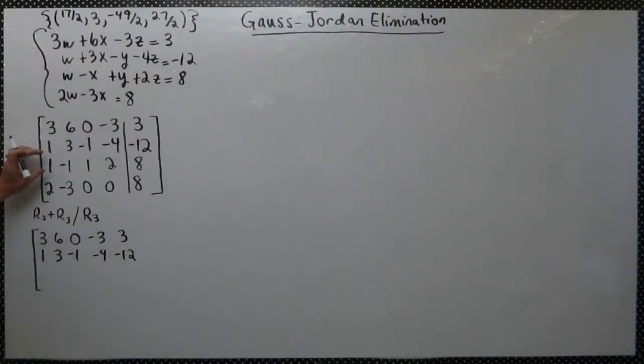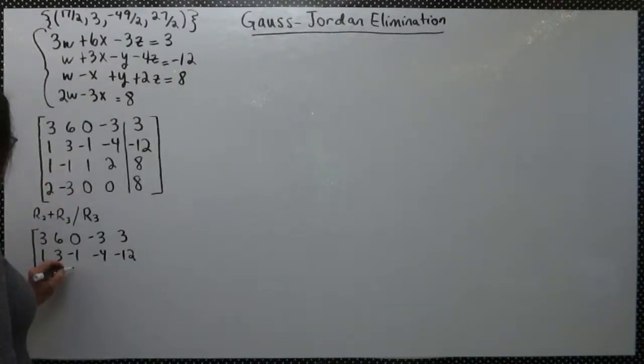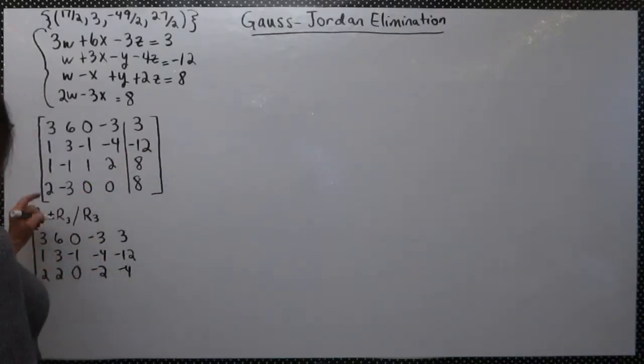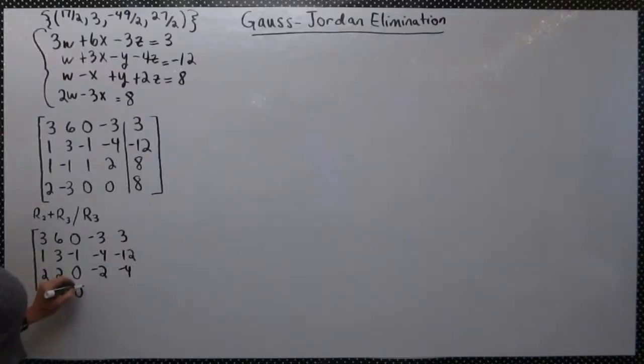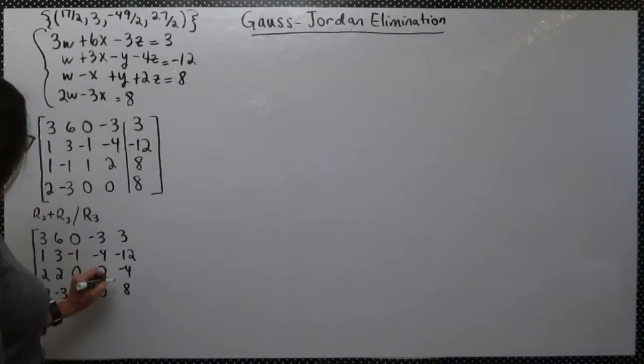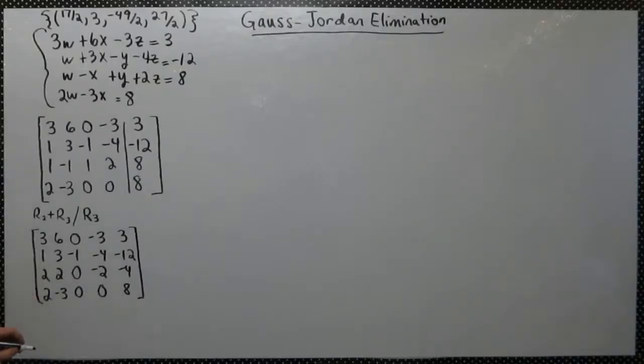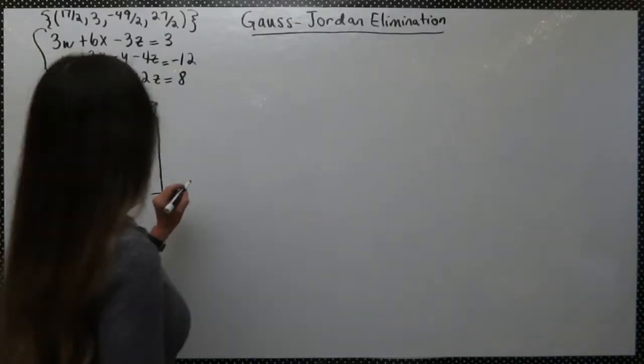Adding these 2 rows and replacing row 3 now. That's going to be 2, 2, 0, negative 2, and looks like negative 4. And then we've got one more row. We've got 2, negative 3, 0, 0, 8. And I don't have enough room to write another step, so we'll just go ahead and write it here, continue.